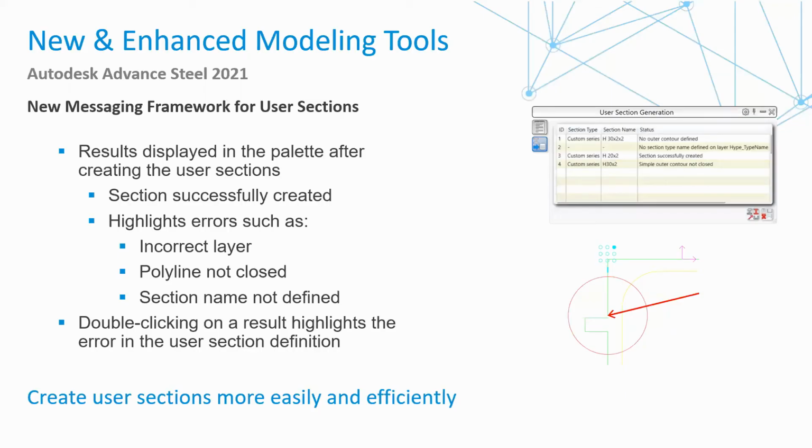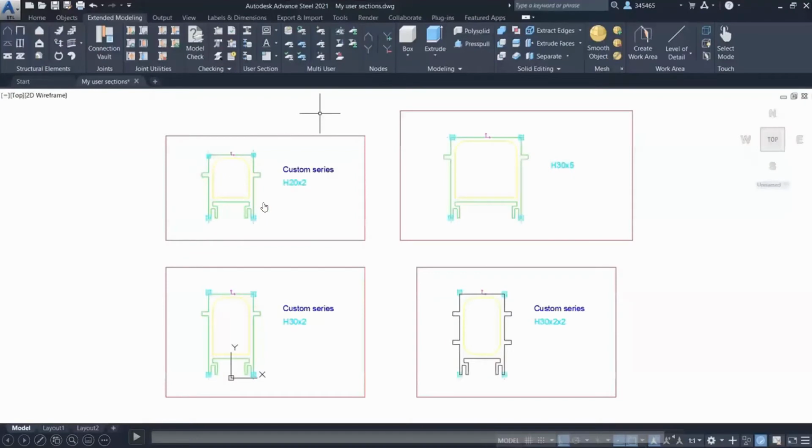Right. The next one I'll look at is our new messaging framework for user sections. If you've created custom sections in Advanced Steel, like what you're seeing on the screen there, Advanced Steel wouldn't really tell us why it couldn't create certain custom sections. What they've done now is improve the way Advanced Steel communicates with the user, so you're able to see exactly what the issue is in your custom sections. I'll just show you quickly how that looks.